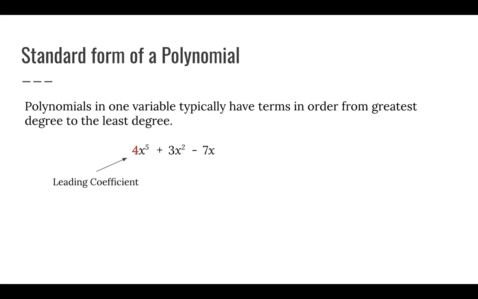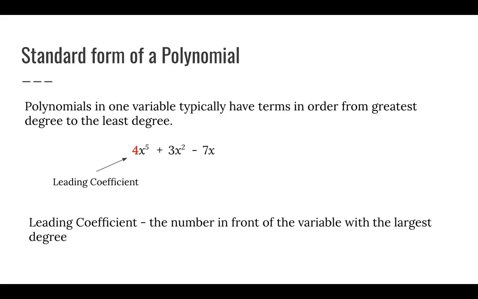After I put it in standard form, you're going to have to look for a new term called the leading coefficient. The leading coefficient is just the coefficient in front of the variable with the largest exponent, or the largest degree. So 4 is the leading coefficient. So again, the leading coefficient, the number in front of the variable with the largest degree.